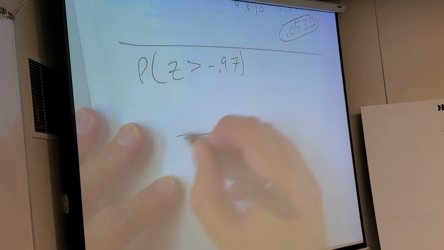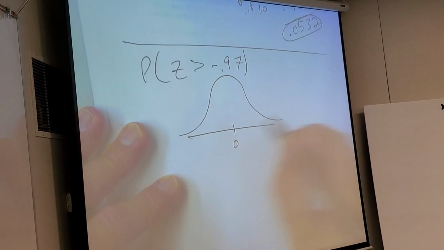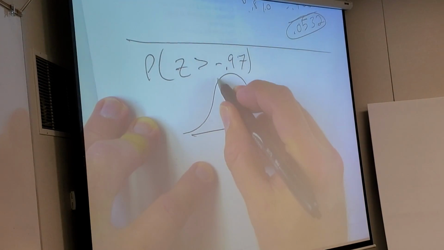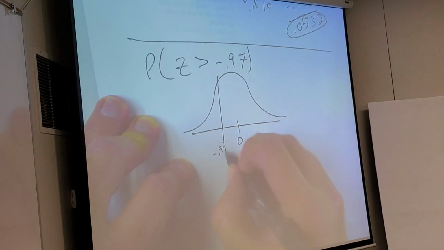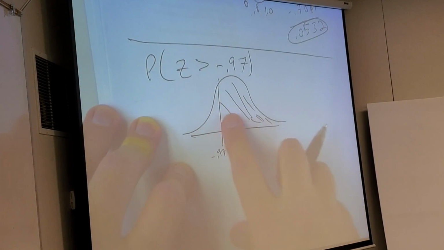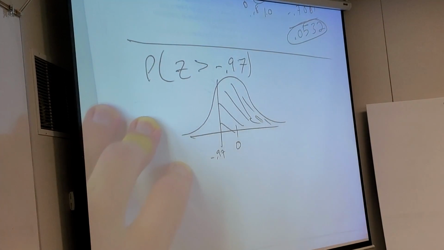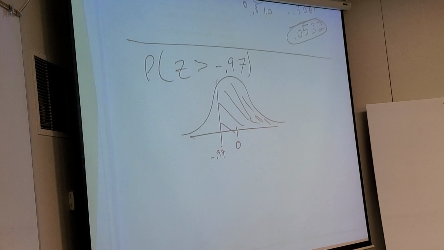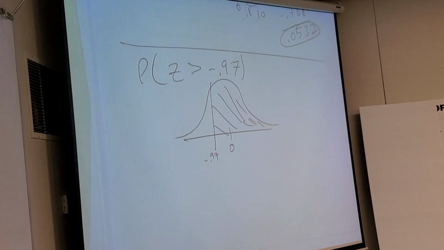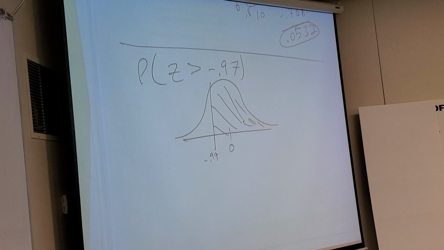So draw the picture. Negative 0.97 is down here somewhere. And then shade in the area. It's greater than, right? And that's an arrow that points me which way to shade. So now go ahead and look up on the chart negative 0.97. Don't say anything out loud yet.